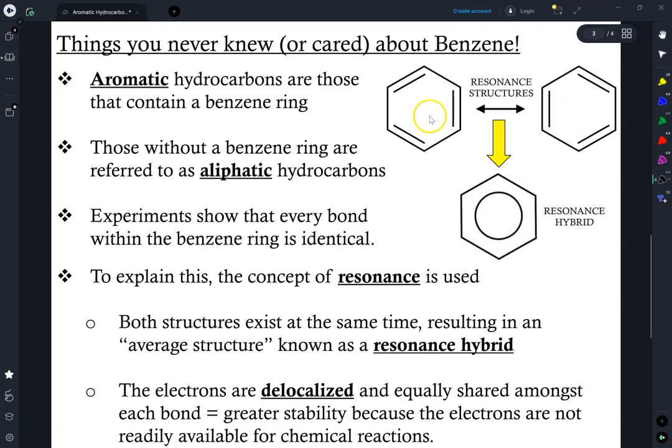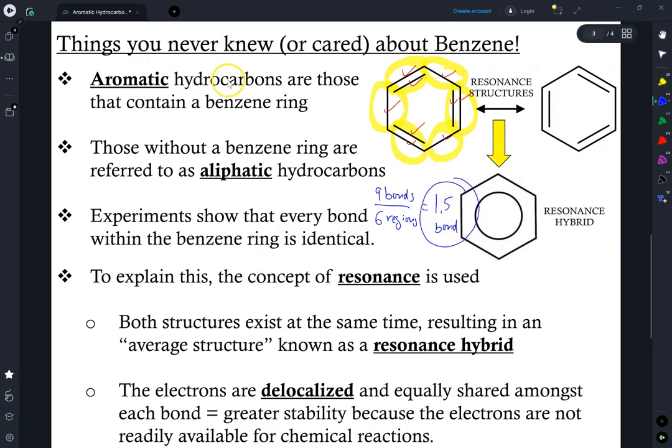Instead, it is an average of these two structures. And quite often, benzene is drawn with a ring within the hexagon to show that these double bonds don't actually exist in one location, but are instead spread out and delocalized. If you look at benzene, you can see that there are 1, 2, 3, 4, 5, 6, 7, 8, 9 bonds divided amongst 1, 2, 3, 4, 5, 6 regions, giving it an average bond order of 1.5. So not quite a single bond and not quite a double bond, but something in between.